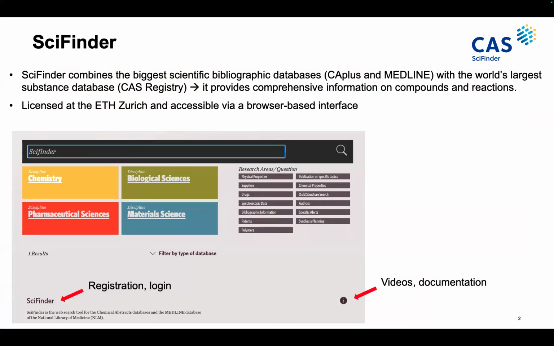So let's start with SciFinder. SciFinder is the biggest scientific bibliographic database. It combines the biggest databases, CA+ and Medline, with the world's largest substance database, CAS registry, and provides comprehensive information on compounds and reactions. This database is licensed at the ETH Zurich and accessible via a browser-based interface, and you can access it on our webpage from the Information Center.